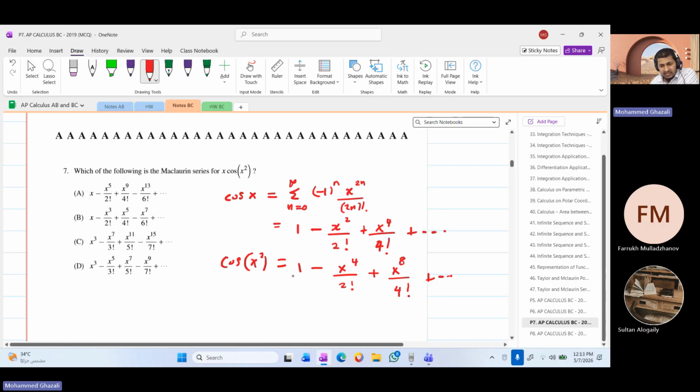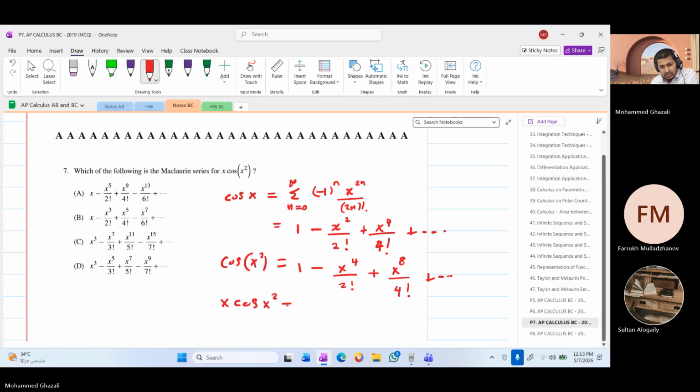Now you just need to multiply everything by x. If I multiplied this side by x, I must multiply this side by x. So x minus x to the power 5 over 2 factorial. Why did I put 2 factorial? Yeah, 2 factorial, because 2 times 1. Plus x to the 9 over 4 factorial. The answer is A. You saw how easy it was.